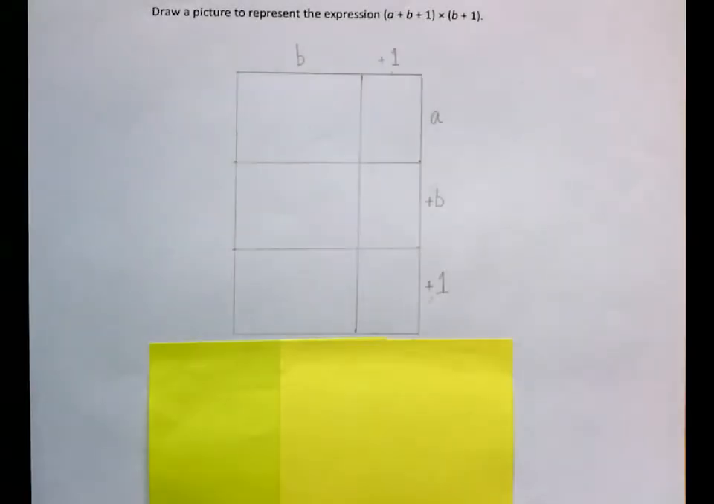In this problem, the students are asked to draw a picture to represent the product of a plus b plus 1 with b plus 1. The product can be represented visually in a similar way to the method students have used to multiply multi-digit whole numbers. Just as multi-digit factors were decomposed by place value, the expressions here can be decomposed into terms.